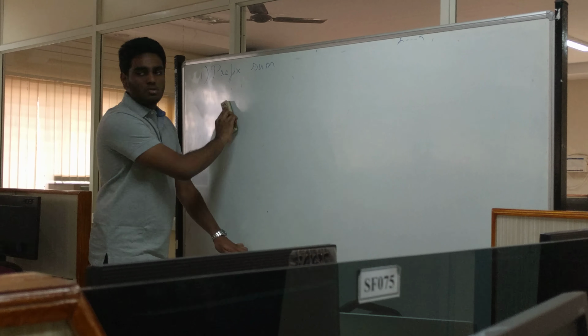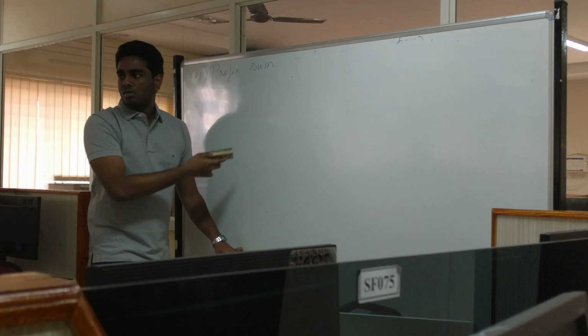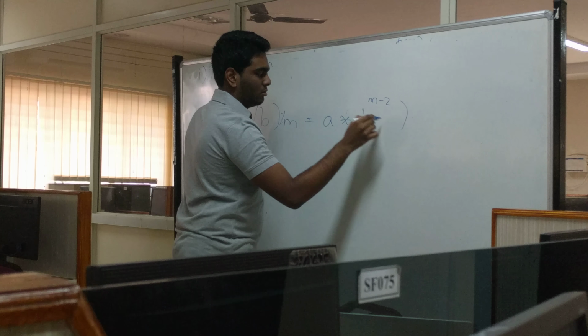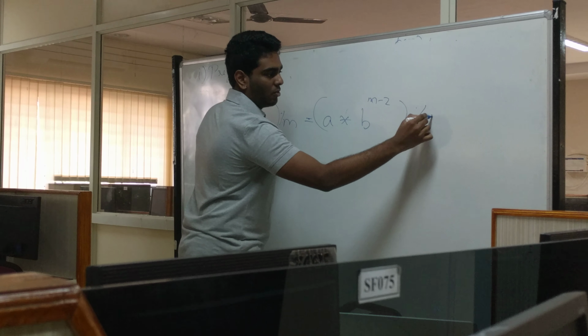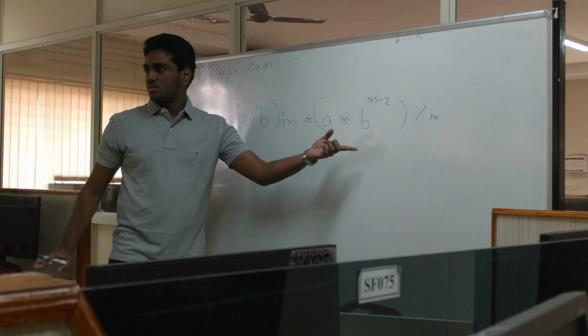So you guys understood the thing, right? I'll just repeat that. So if you want A by B mod m, it's the same as A into B power m minus 2 mod m. Okay, this is important for this.